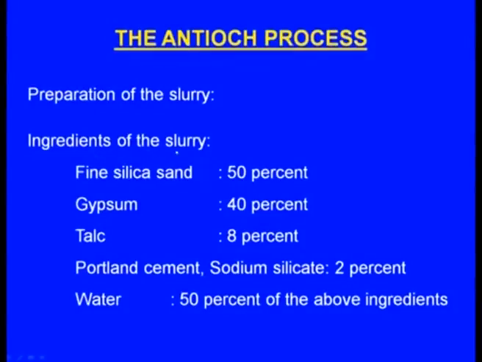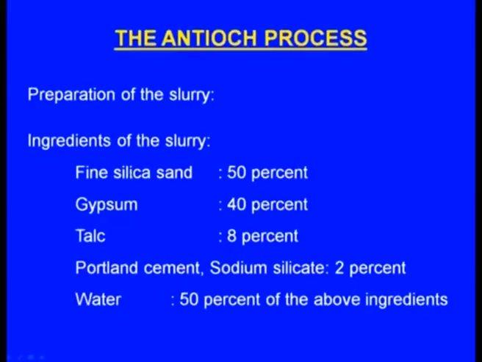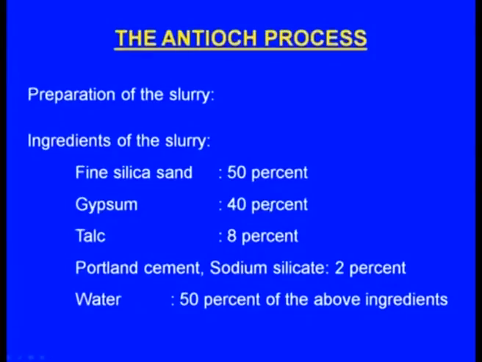Now what are the ingredients of the slurry? Fine silica sand 50%. Here we use fine silica sand, whereas in the first two categories we do not use fine silica sand. Now gypsum 40% and talc 8% and Portland cement sodium silicate will be 2%.